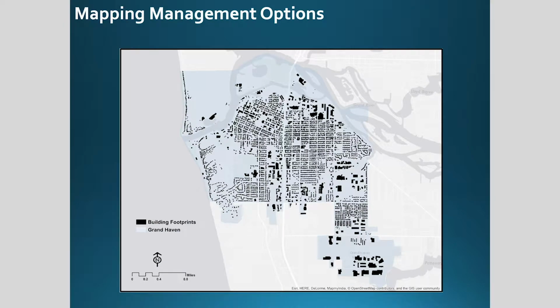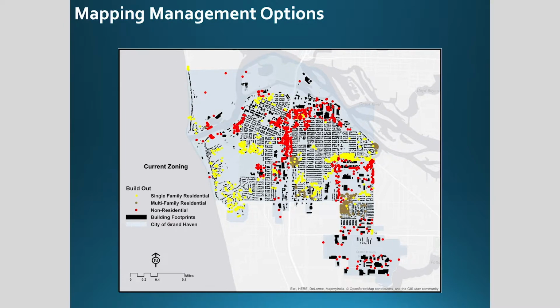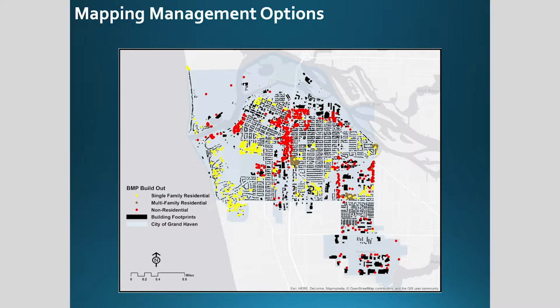So here is what Grand Haven currently has in the way of developed structures. Here's the build out assessment we did under their current zoning without amendment. The red structures are non-residential, i.e. commercial structures. The yellow are single-family residential, and the black are other, I guess. And then here's the build out when we add the setbacks. So the message here is you're still allowing a lot of development in your community. You're not allowing it to take place in the highest risk areas.